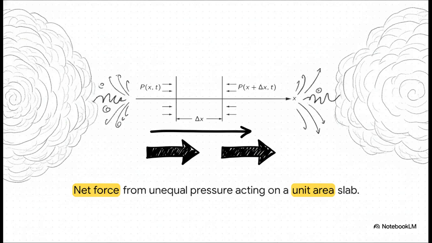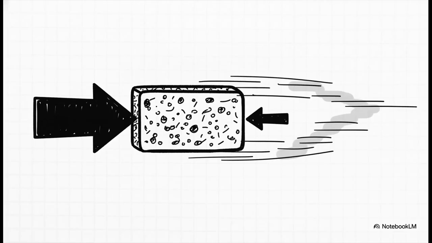Because these two opposing pressures aren't perfectly balanced, you end up with a net force pushing on this little slice of air. And here is the absolutely crucial payoff. This is literally just Newton's second law of motion applied to a tiny pocket of air. Good old F equals ma. Force equals mass times acceleration.